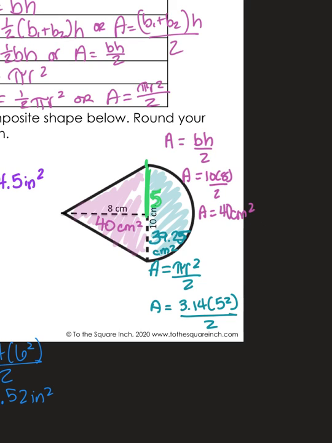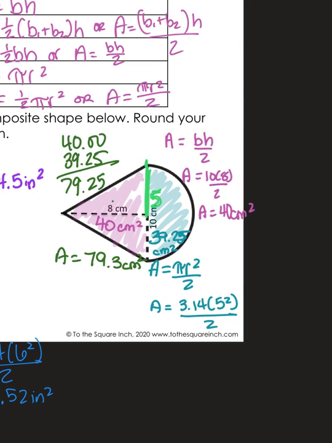Okay, I'm done. No, I'm not, am I? No, because now I need to go ahead and put that all together. So I'm going to find the sum of that. So I'm going to add the 40 square centimeters and the 39 and 25/100 square centimeters. And I am going to get 79 and 25/100. Now this did say round to the nearest tenth. So because of that, we're going to say that the area is 79 and 3/10 square centimeters.